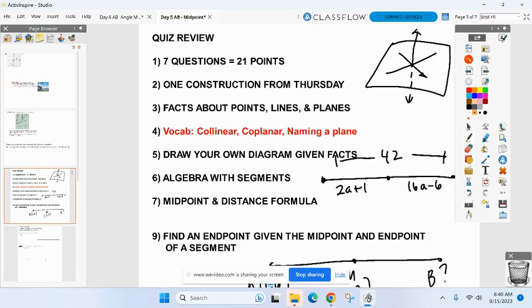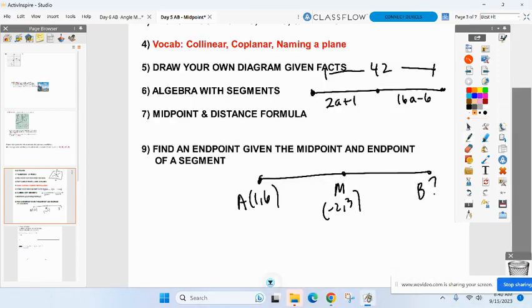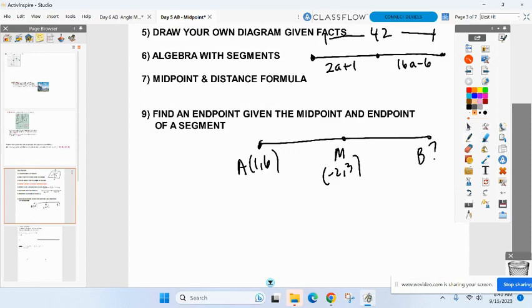And then finally, nobody asked this. I'm surprised on the homework, so hopefully you think you're good at it. I'm going to give you an endpoint. I'm going to give you the midpoint. How do you find the other endpoint? That's what we did yesterday with, all right, 1 to 6, you go how many units, and then you match that number of units to get to point B.